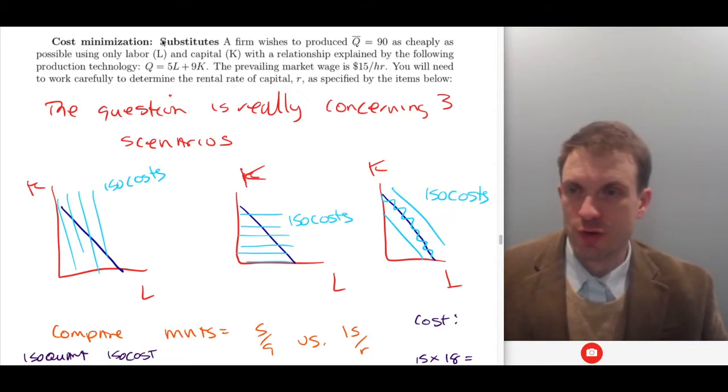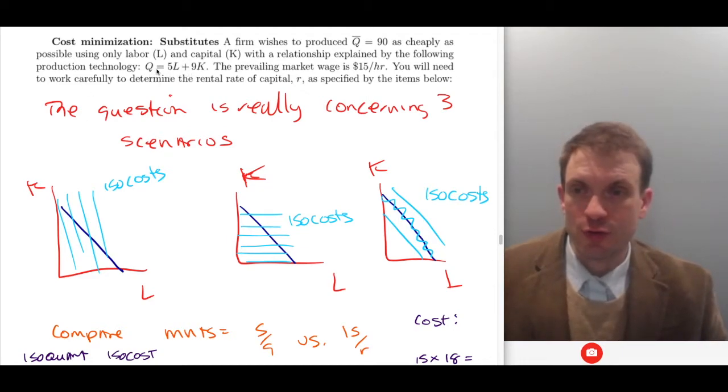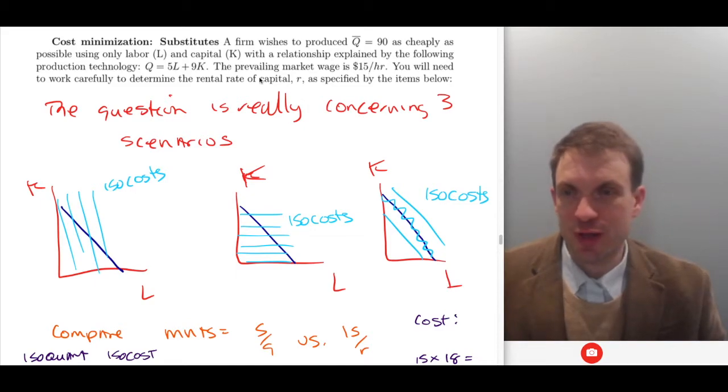So anyway, cost minimization with perfect substitutes. A firm wishes to produce 90 units as cheaply as possible using only labor and capital, with the relationship explained by the following perfect substitutes technology. The marginal product of labor is 5, the marginal product of capital is 9, the prevailing market wage is $15 per hour, and we have to determine the rental rate of capital.